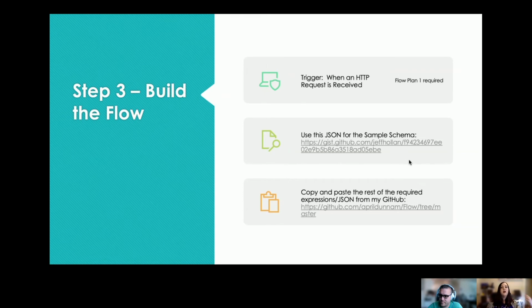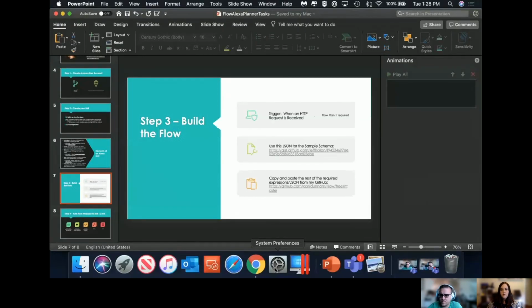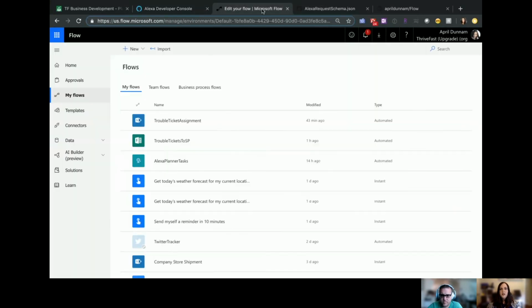I mentioned we're going to be copying and pasting JSON. So if you go to both of these links here, all of the JSON that you'll need is there. Just click on these links. I'm sure you can put them in the video notes, and people can access them and just copy and paste those as we build the flow. Okay, back to the flow. I already have this flow built out.